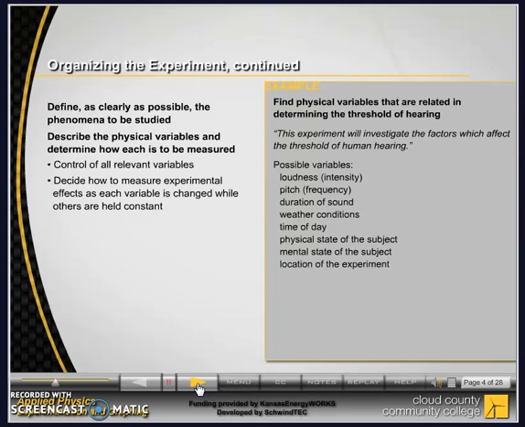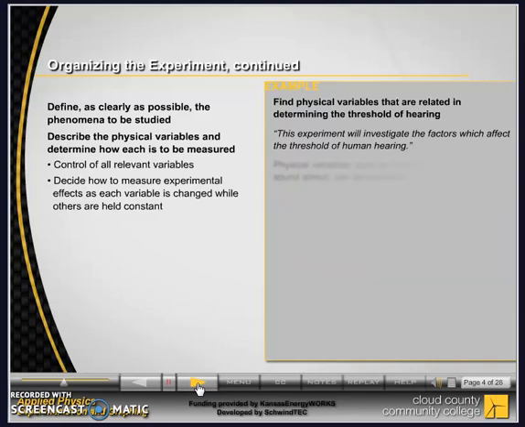Some of these possible variables could be quickly eliminated from consideration by showing that they have no effect on the perception of sound, such as time of day, while others might play a role that is not easily measured, such as mental state of the subject. Physical variables such as intensity and frequency of sound stimuli can be controlled.